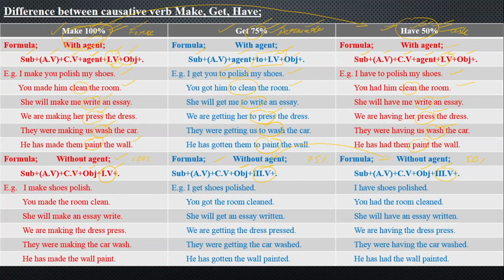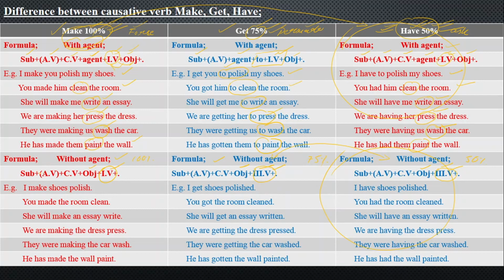Now, causative verb make without agent is first form always at the end, but in causative verb get and have we use third form of the verb, and now over there they are same. So you can see that have is 50-50 in percentage as well as in sentences. With agent it is equal to make, but without agent it supports get. So it is with both.